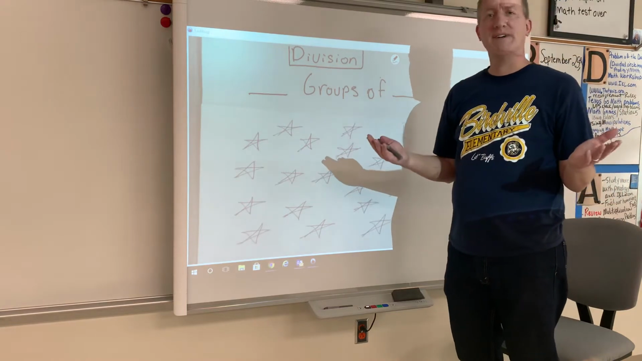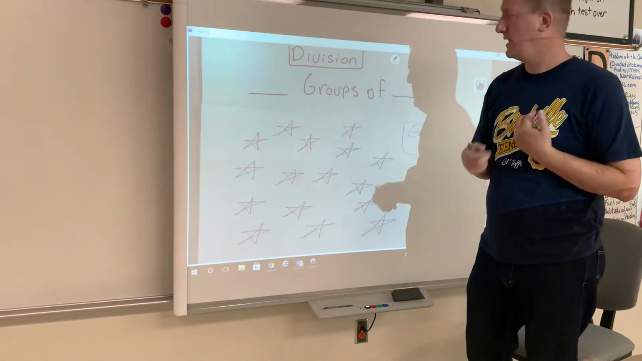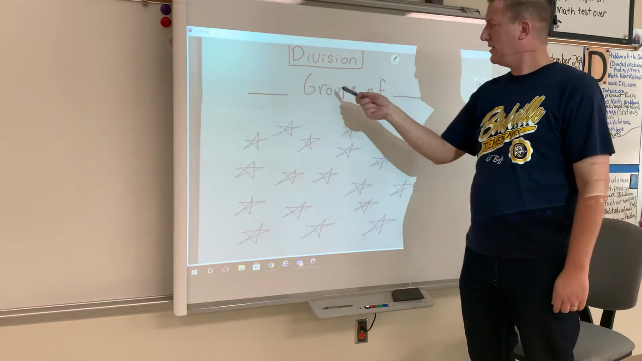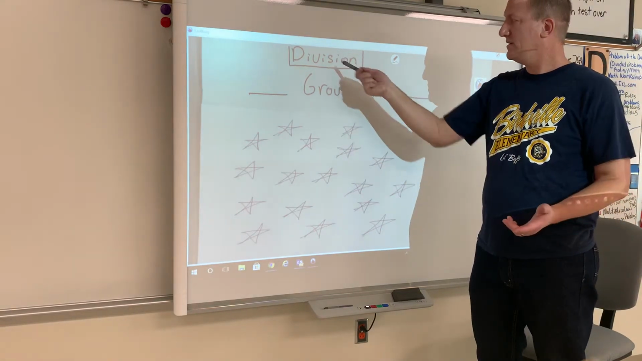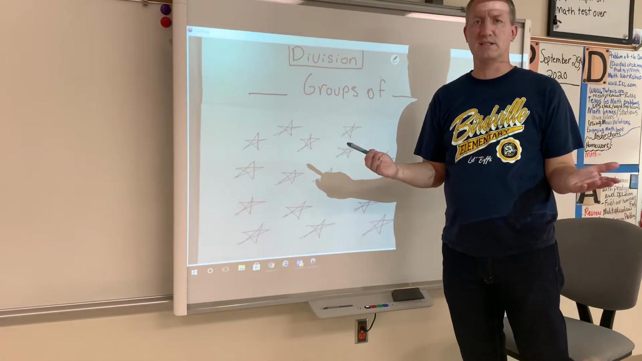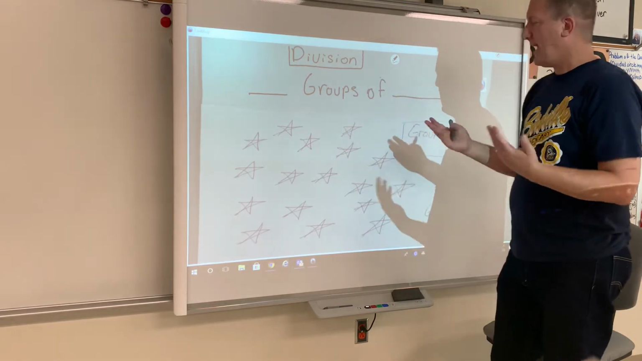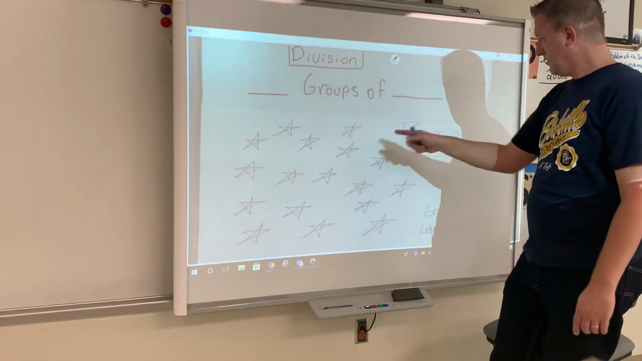So we've been dividing ever since we were little kids. We just didn't know we were dividing. When I think of division, I think it's blank groups of some number. Okay, division is groups of things. It's groups of things put together. Okay, and that's what we're going to show in this little picture here.